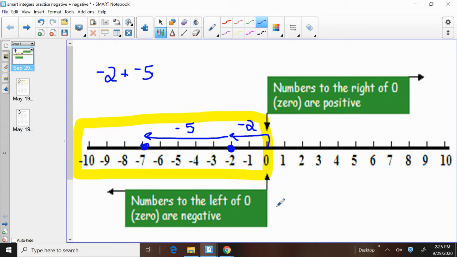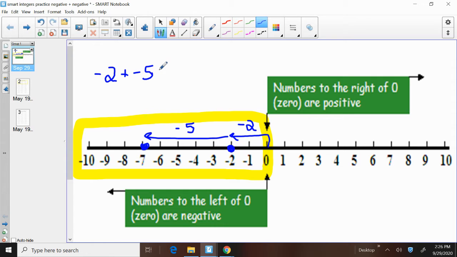Just think for a minute about something easy though. What if I just added 2 plus 5? 2 plus 5, we all know that answer. That answer is 7. So if we're adding two negative numbers, -2 plus -5, it's really just a regular old addition problem, but we make our answer negative. So it's just like 2 plus 5, but we make our answer negative.